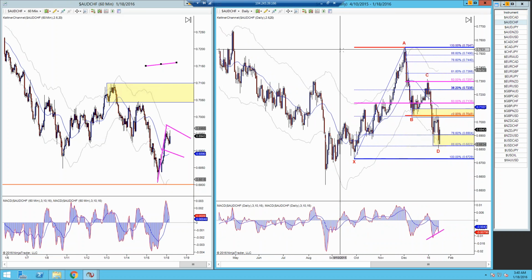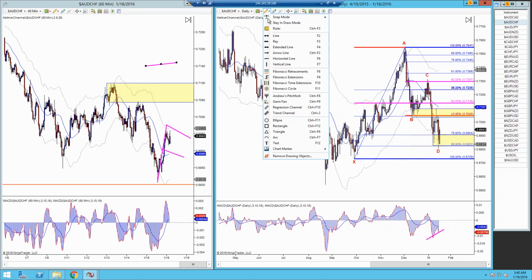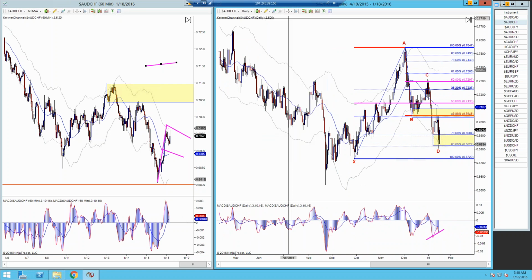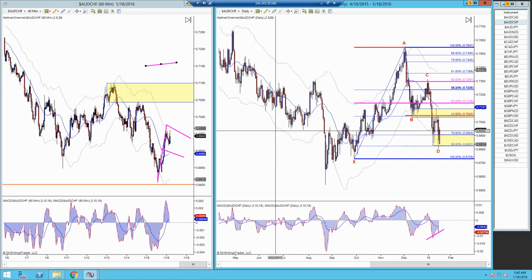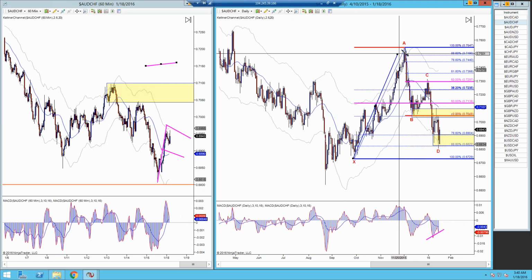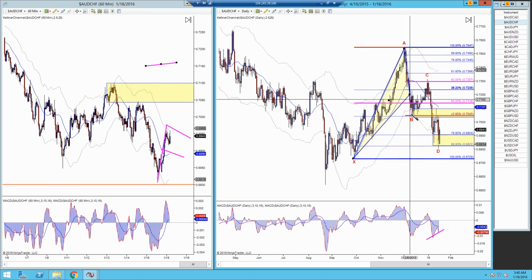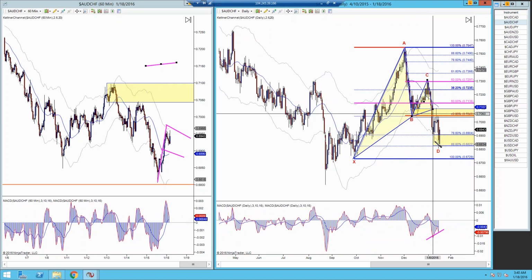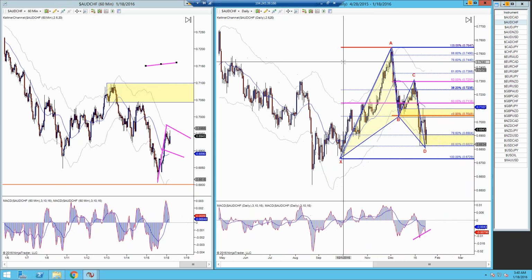Yes? Okay. So what I didn't draw in here, guys, and I apologize, was the Gartley. Here, here, here, here, here. I just naturally look at it. So my apologies. I normally don't even draw it in. I see it, okay?